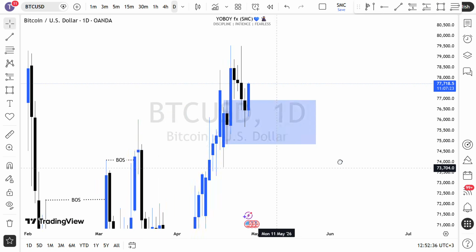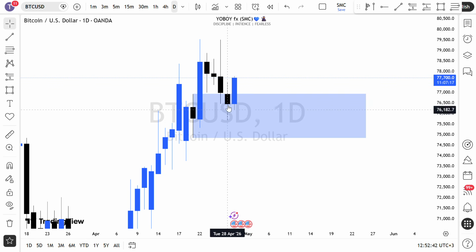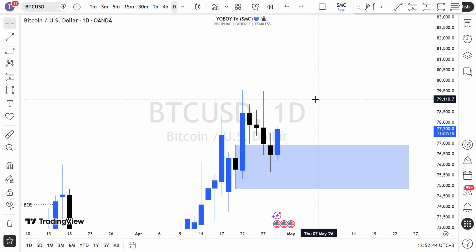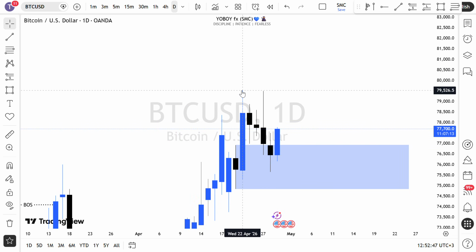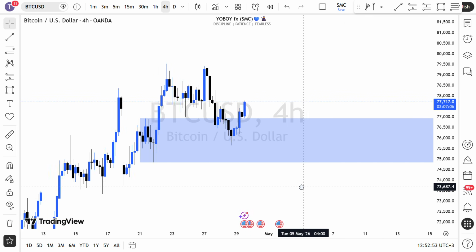So price formed that order block with a fair value gap, and later on, price has already come into this area, and we expect buys to the upside, and we'll be targeting this external liquidity. So if I drop into the 4-hour time frame, let us break it down.